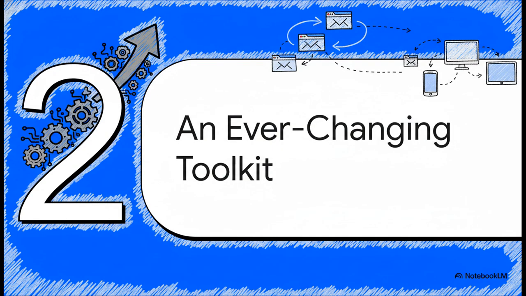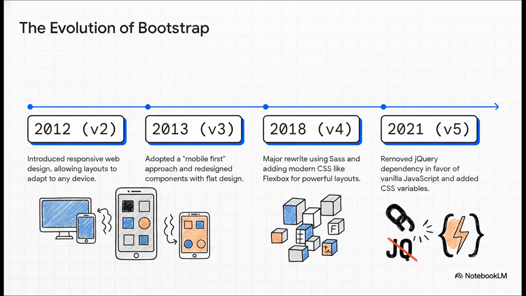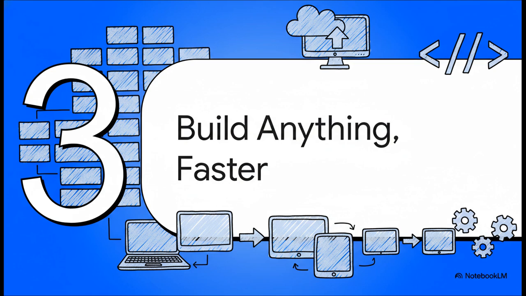You know, the web moves incredibly fast. To stay on top, to stay relevant, Bootstrap had to evolve, constantly. And this timeline really shows you how much it adapted. Back in 2012, right as smartphones were taking over, version 2 introduced responsive design, which lets sites look great on any device. Then, just a year later, version 3 went mobile first, a huge shift in thinking that meant designing for phones first. Fast forward to 2018, and version 4 was a major rewrite, using modern tools like Flexbox, which made creating complex layouts so much easier. And then in 2021, version 5 made sites even faster by ditching an old library called jQuery. All of this constant evolution is what's kept Bootstrap at the heart of web development for so long.